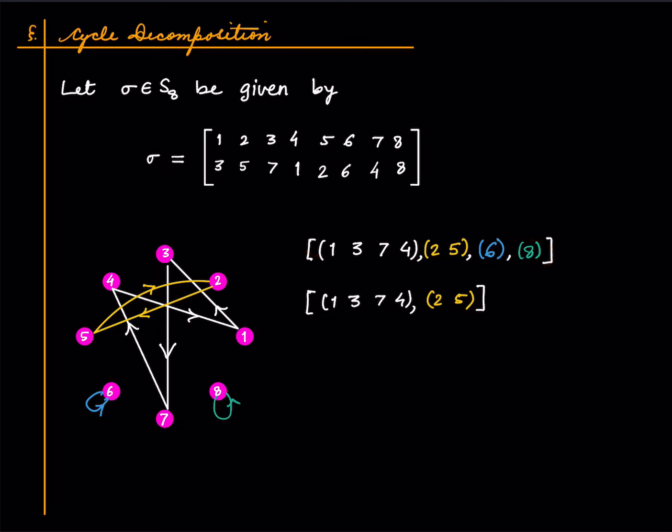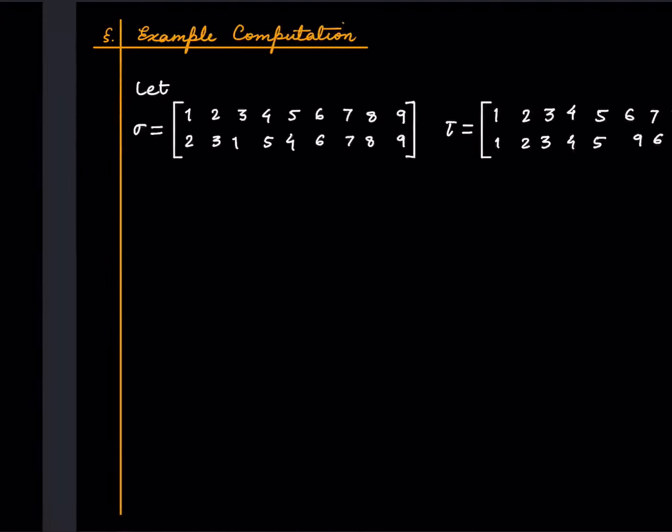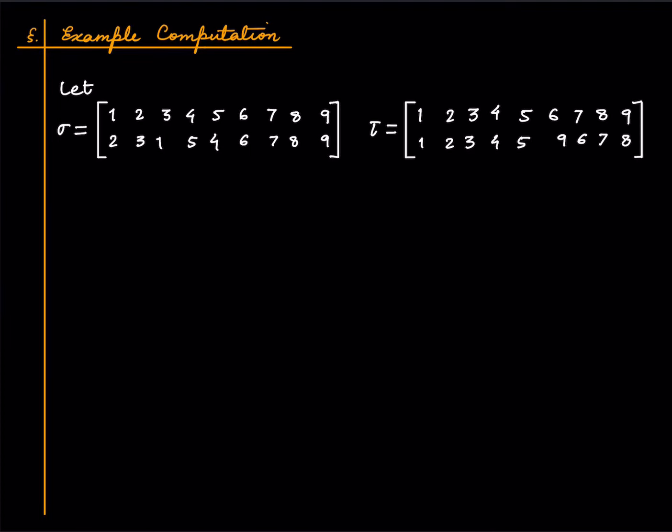But we will even further compactify it. To get there, first let us make a computation. Suppose we have sigma and tau, elements of S9. First let us write them in this preliminary cycle notation. We start with 1. 1 maps to 2 under sigma, 2 maps to 3, 3 maps to 1.